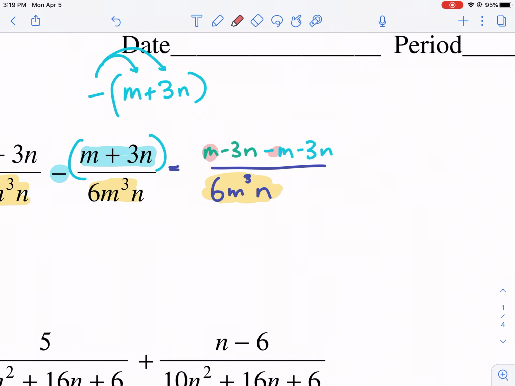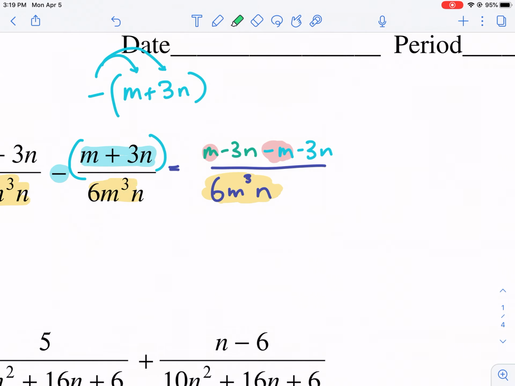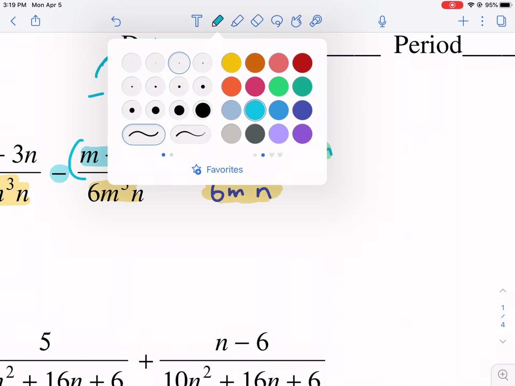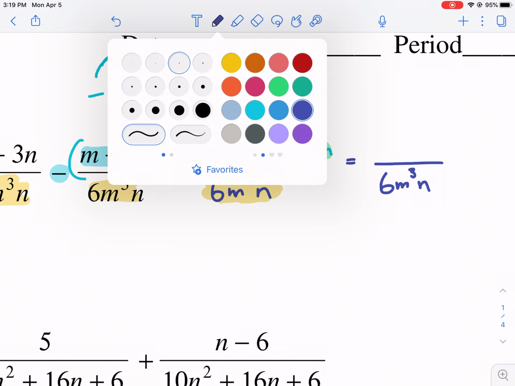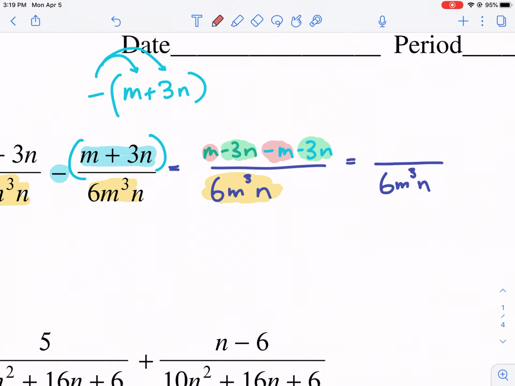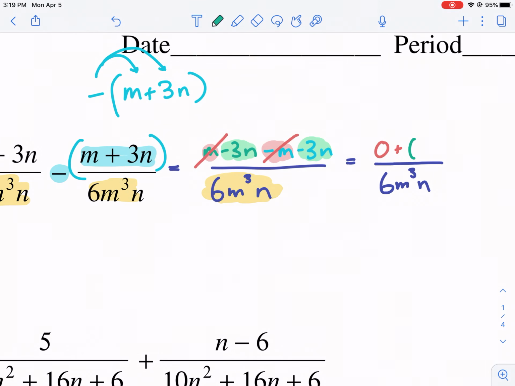We have an m and a negative m, and then we have a negative 3n and a negative 3n. So this one's going to be rather simple. We are going to have again 6m cubed times n. And then in the pink, we have an m minus the m, and that cancels out. They negate each other, so we have m minus m is 0. We don't have to write the 0, though technically we would write 0 plus if we wanted to. And then we have negative 3n and negative 3n. That gives us a negative 6n.